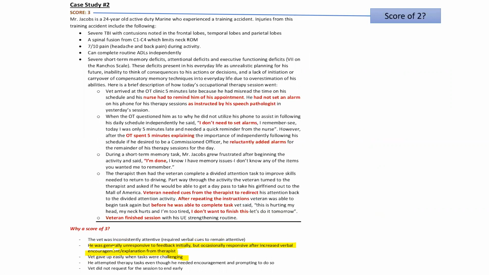So he didn't totally ignore therapists' feedback. Initially he was a little bucky on the feedback, but he would ultimately, especially if you could incorporate real life events, be responsive to the feedback. And this is another branch: he did attempt therapy tasks, even though he needed encouragement and prompting to do so. It's not like he refused, and he may initially have refused, but he always attempted the therapy tasks. And he did not request for the session to end early at all.